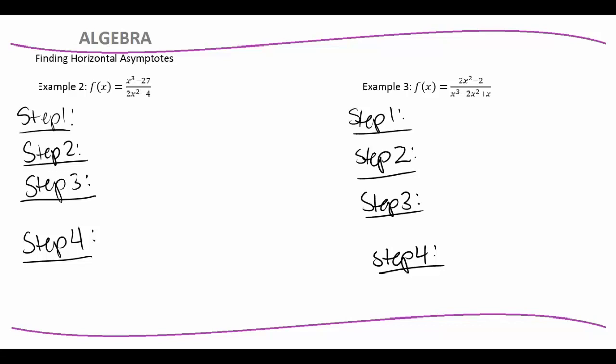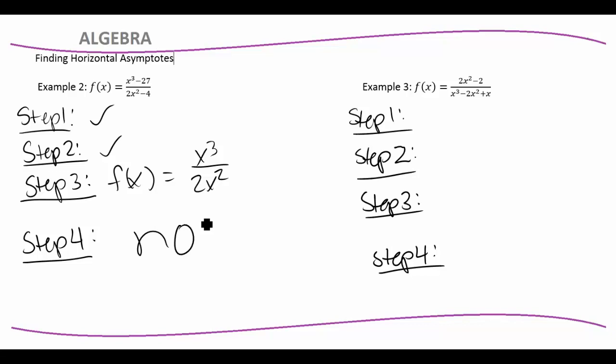Now let's work 2 more examples. Example 2 is f of x equals x cubed minus 27 over x squared minus 4. Step 1, put the function in standard form. It already is, so we have a check. Step 2, multiply out and expand any factored polynomials. It's already expanded, so check. Step 3 is to remove everything except the terms with the biggest exponents. So we're going to have f of x equals x cubed over x squared. And step 4, we're going to determine which case we have. So our exponent on the numerator is greater than the exponent in the denominator, so we have case 3, and so there is no horizontal asymptote.